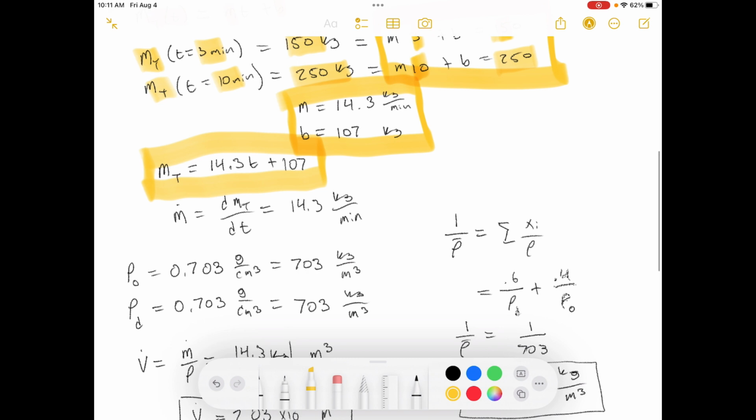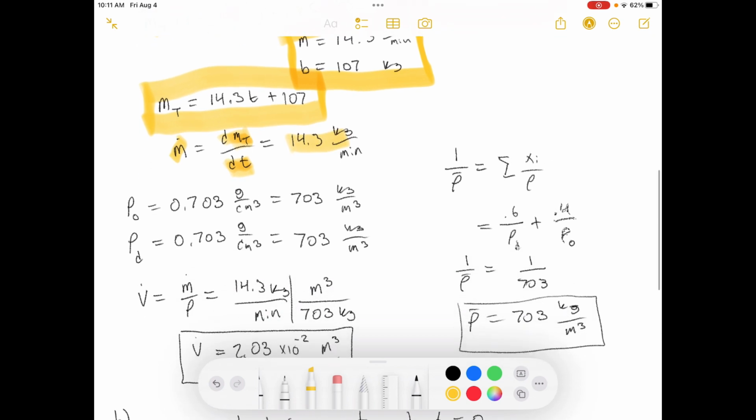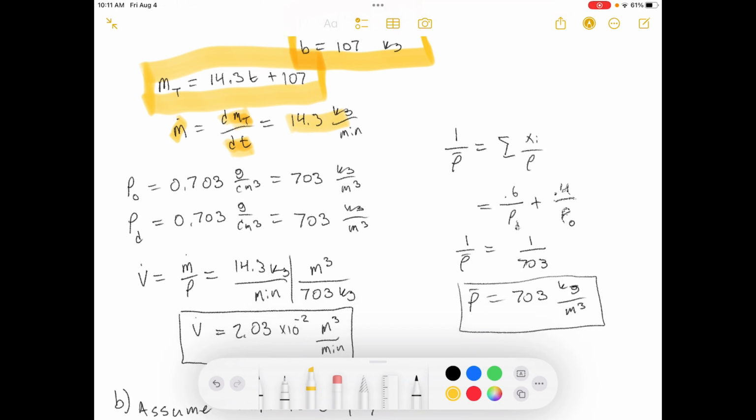We want to know the mass flow rate so that we can convert it into a volumetric flow rate. Our mass flow rate is equal to the change of the tank mass with time. The change of the tank mass with the change in time is equal to the slope. Now we're going to use our equation in order to calculate the solution density so that we can convert this into a volumetric flow rate. So we use our equation here.